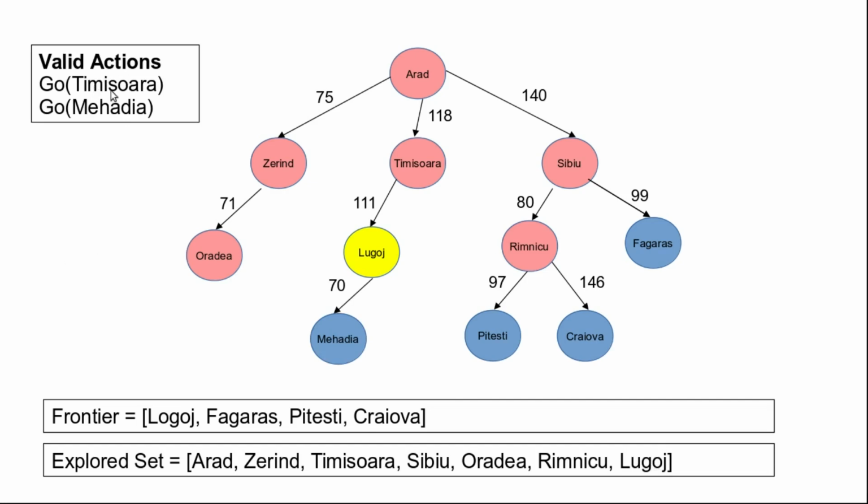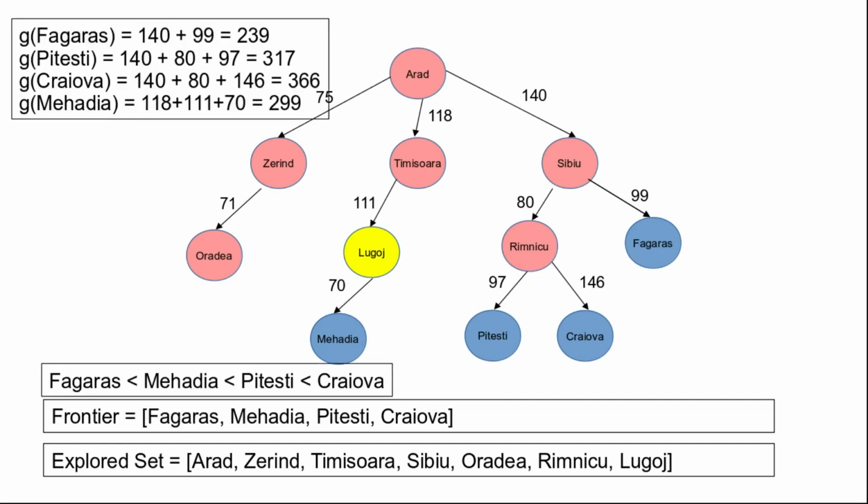The valid actions are, we can go to Timisoara or we can go to Mehadia. Timisoara is already present in the explored set, so no new node will be generated for it. However, Mehadia is not present in the explored set or in the frontier list, and hence a new node with the step cost of 70 will be added. And now we need to calculate the g values again, and the g values are as you can see. And now the order is Fagras followed by Mehadia, followed by PTSD, followed by Craiova, and hence this is the order in which the nodes will be present in the frontier list.